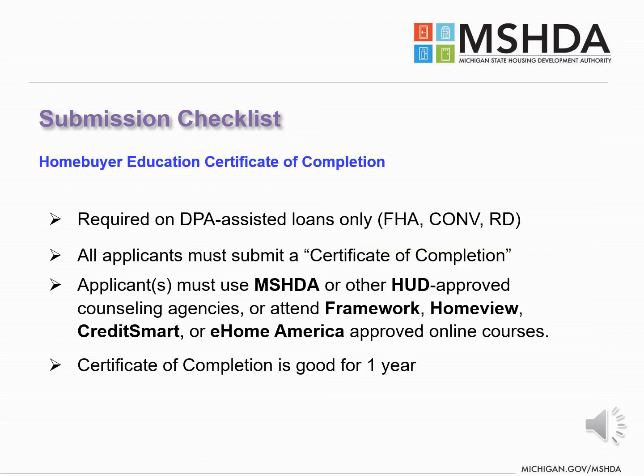The Homebuyer Education Certificate is required on all DPA-assisted loans. All applicants must submit a certificate of completion. The applicant must take the class through either a MSHDA or HUD-approved counseling agency, attend Framework, HomeView, CreditSmart, or eHome America approved online courses. Certificate of completion is good for 1 year.